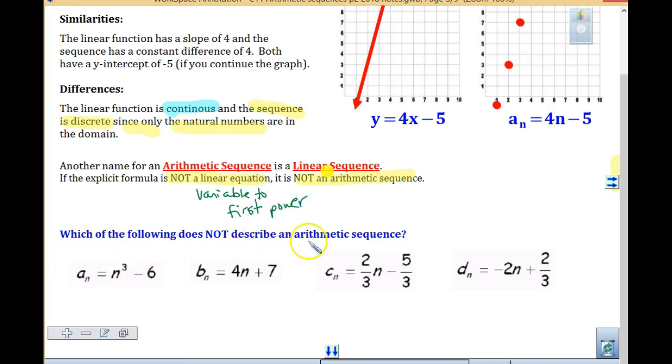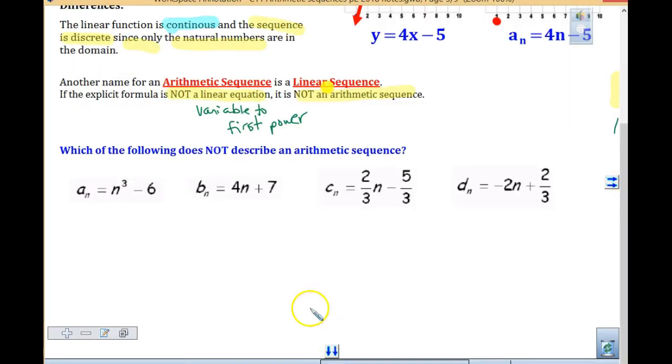So which of these does not describe an arithmetic sequence? What I want you to do is, if you think it is, think about what's the rate of change? What's the slope if it is? First one, n to the third, not. Second one, variable to the first power. This is going to be arithmetic because what is our common difference? Common difference should be equal to positive 4. We are adding 4 on each time.